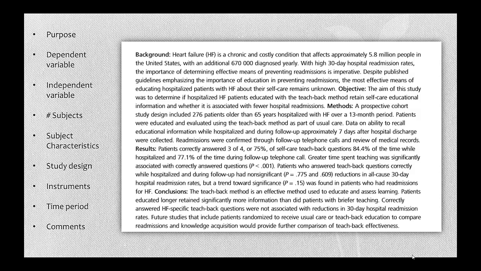Sometimes you can find all you need for the matrix right in the abstract. Of course, that doesn't mean you get to skip reading the whole article. Some of the most interesting details get left out of the abstracts. This particular abstract is quite detailed, so I'll show you where I found what I needed for the matrix. The purpose is almost always stated towards the top. The independent variable is something that's controlled or manipulated by the researcher. In this case, it's performing the teach-back education method with heart failure patients. The dependent variable is what is measured by the researcher. For this article, they're looking at information retention and hospital readmission rates.